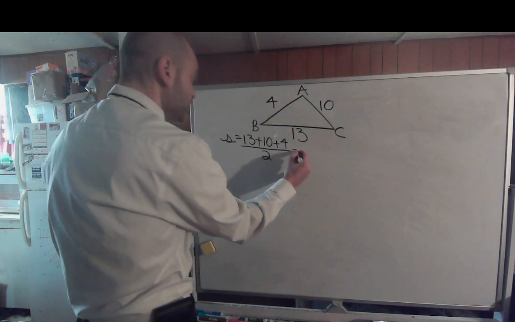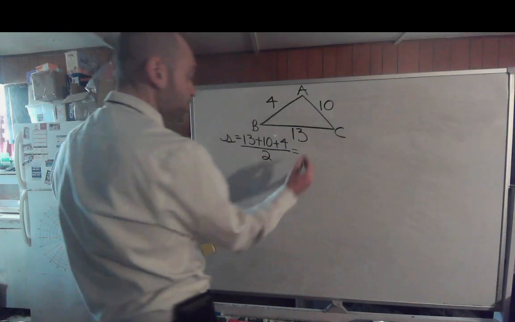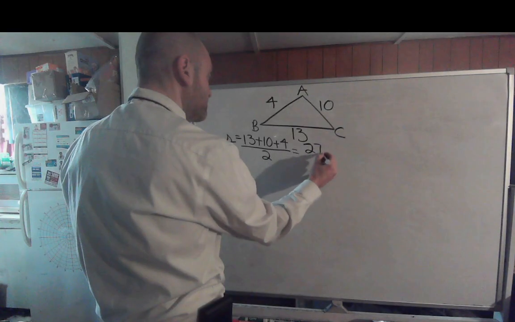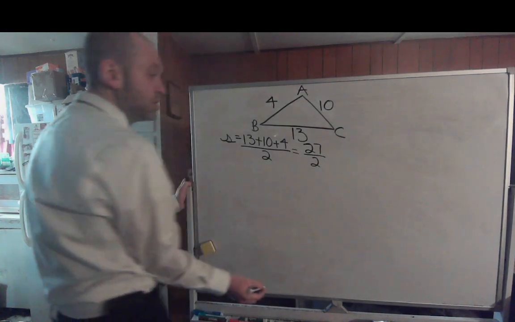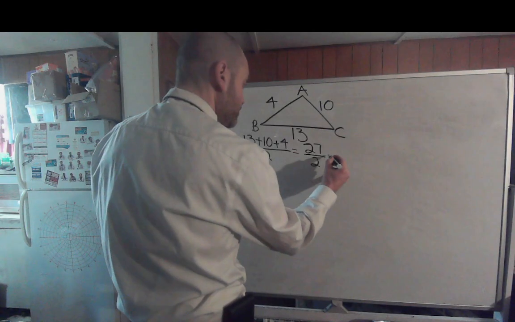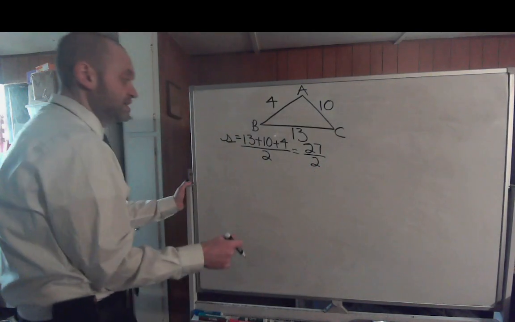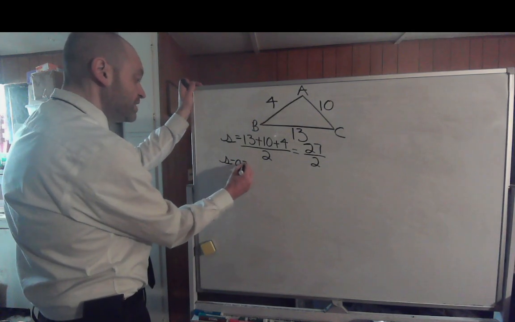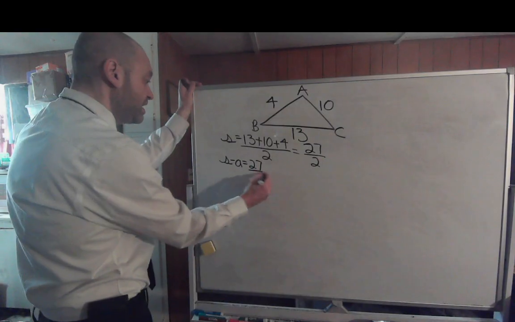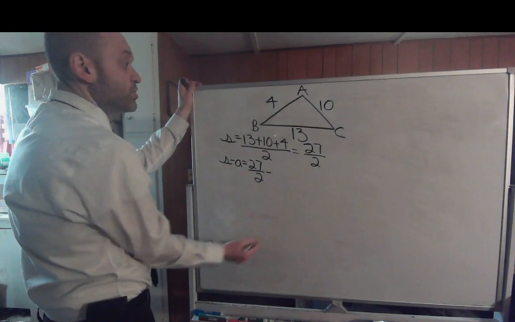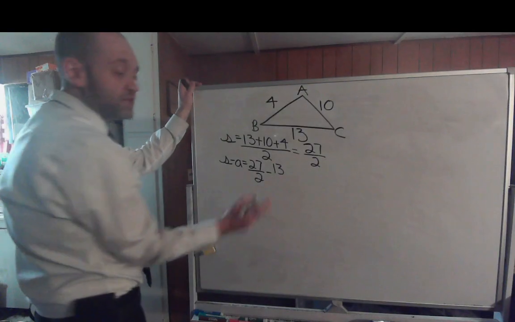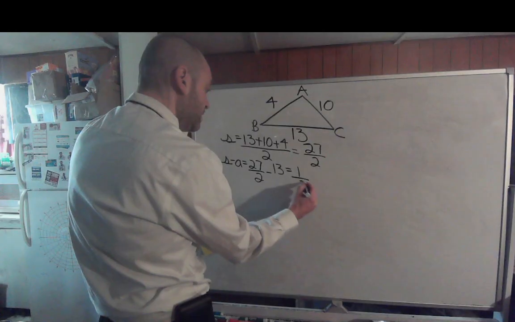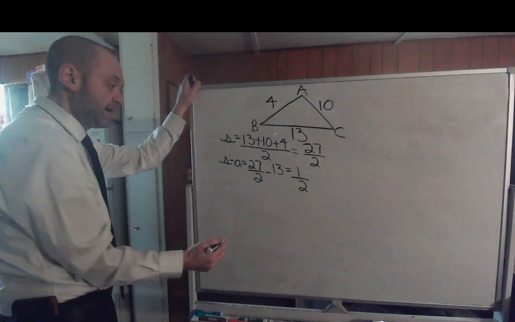Which really is just going to end up giving you 27 divided by 2, which we'll just leave as it is. So now let's find S minus A. That's going to equal 27 halves minus your A of 13. Well, 13 is 26 halves, so your S minus A is 1 half.